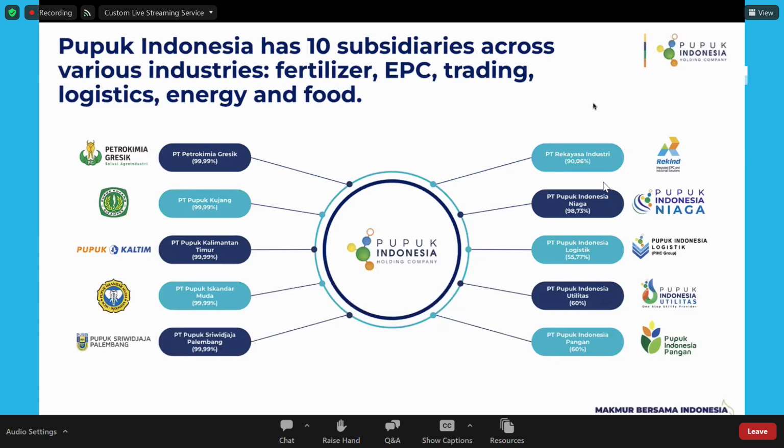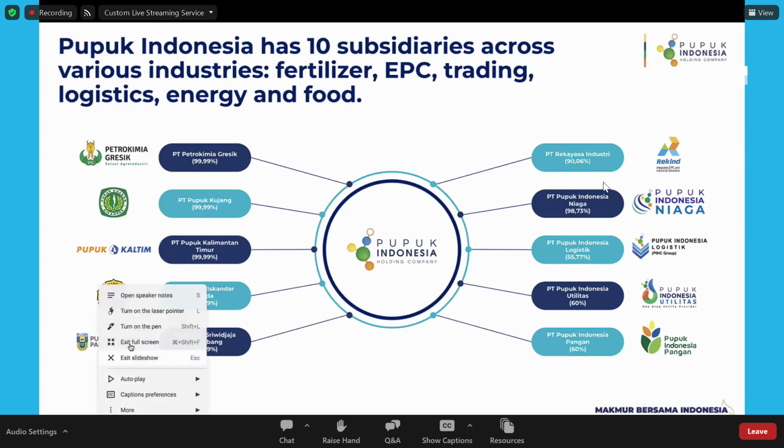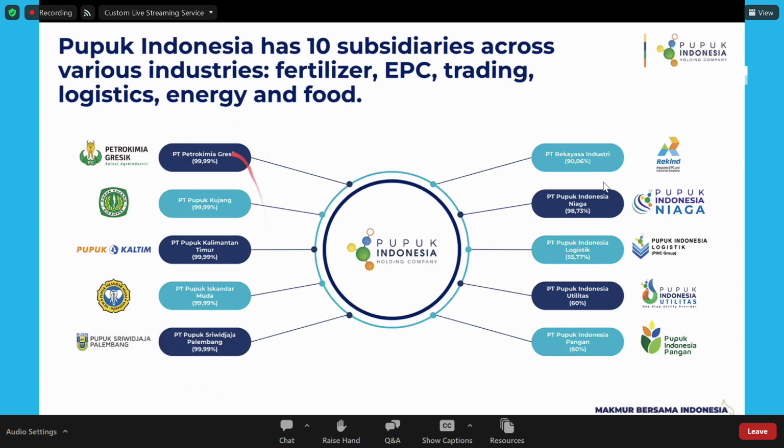For those of you who haven't heard about Pupuk Indonesia, let me introduce our company. Pupuk Indonesia has 10 subsidiaries across various industries, mainly the fertilizer industry, but we also have subsidiaries working on other industries like EPC, trading, logistic, energy, and food. But in this session, we will talk mainly about the left side of the screen. These 5 companies, Petrokimia Gresik, Pupuk Kujang, Pupuk Kalimantan Timur, Pupuk Iskandar Muda, and Pupuk Sriwijaya. The use case will focus on these fertilizer manufacturers.